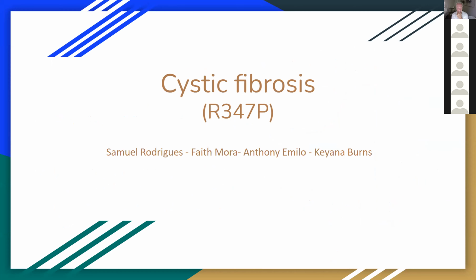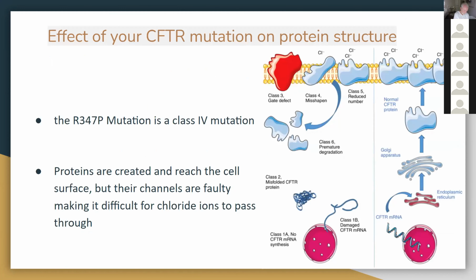All right, hello, my name is Samuel Rodriguez, and I'll be presenting on the R347P mutation. So the effect that this mutation has on the protein structure is the first thing I'll be talking about. So it's a class 4 mutation, which means that it's the channel of the protein that's affected. So CFTR proteins will still be made and they will still reach the cell surface, but because the channel is faulty, it makes it difficult for water and salt to leave and enter the cell. So basically there's a decrease in efficiency of the protein, and this is what causes the buildup of mucus.